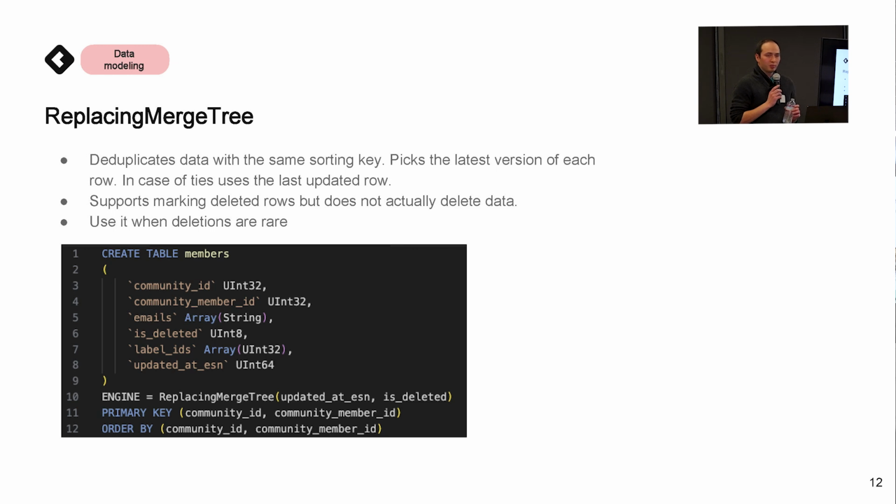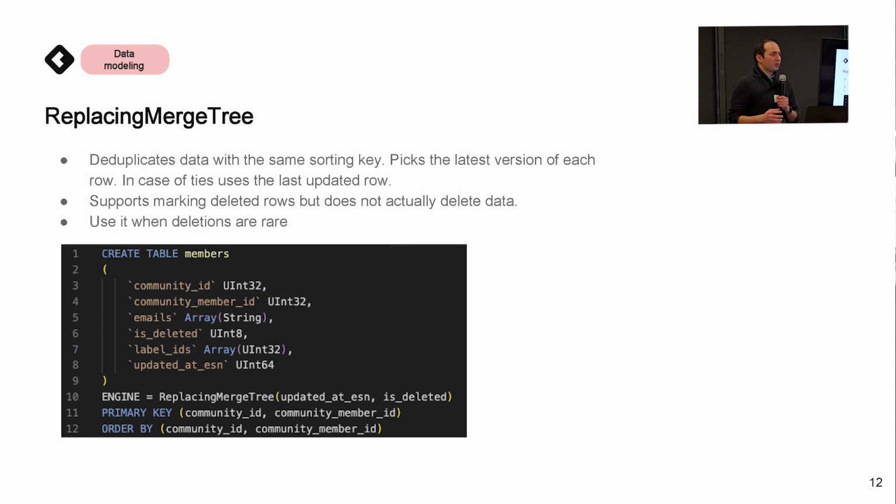So the first simple way that we address this is through this ReplacingMergeTree structure, which essentially, given a sorting key, is able to pick the latest version of each row. And it also supports marking rows as deleted. But as we later found out, it doesn't actually delete the data. That was one of the bugs that we found, and it's being fixed. For our use case, we use it when the deletion rate is pretty rare. So for this member table, we use it to update the member information when the new data arrives. And at runtime, we're able to query this using the FINAL modifier, which we'll get to, to get you the latest information.